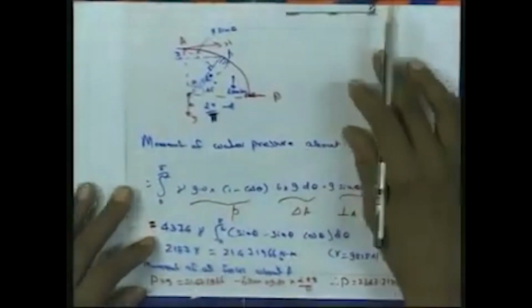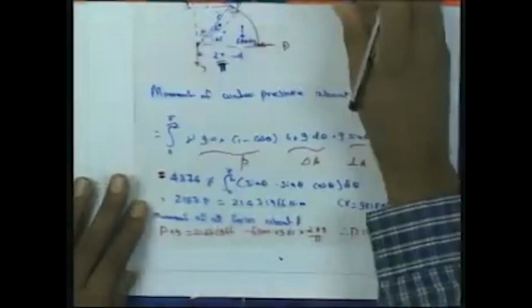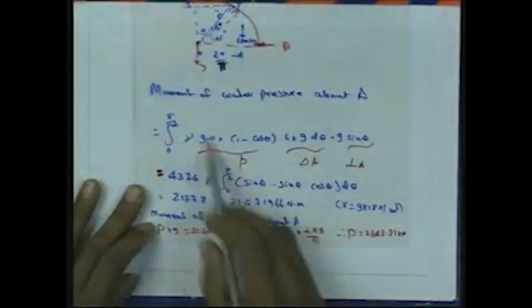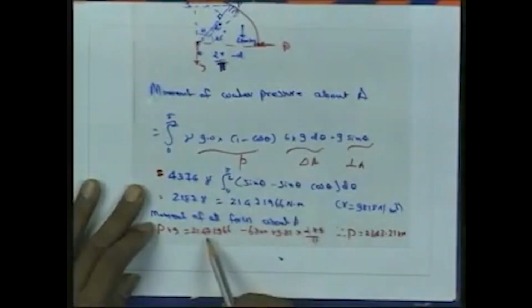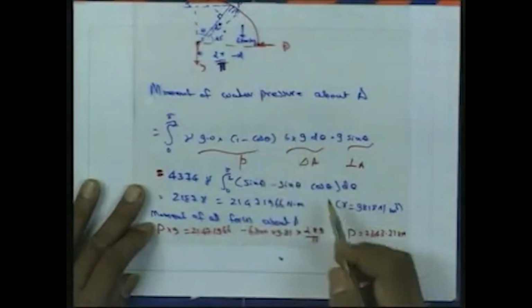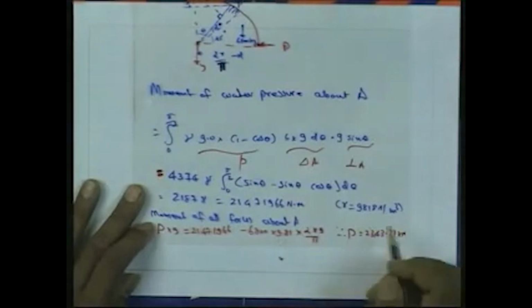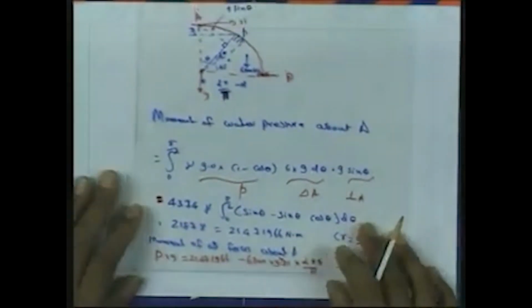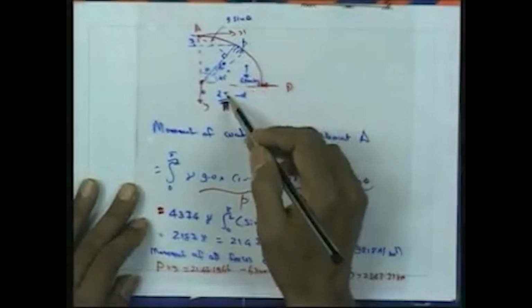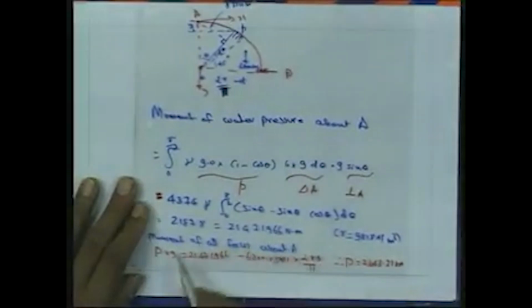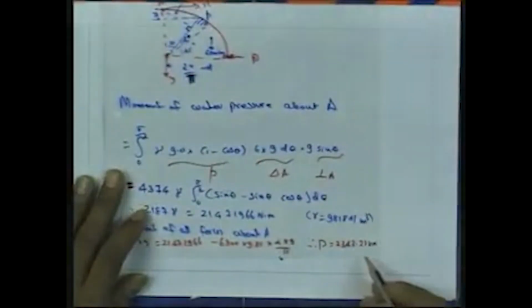So P into 9 is equal to the moment of water pressure about A, which we have already determined, minus the moment of another force acting on the gate: 6,800 into 9.81 into 2. This weight of the gate will be acting 2r by pi from this side, so it is 2 into 9 by pi. From this equation, if we take the moment of all forces about this location A, we can finally determine P.